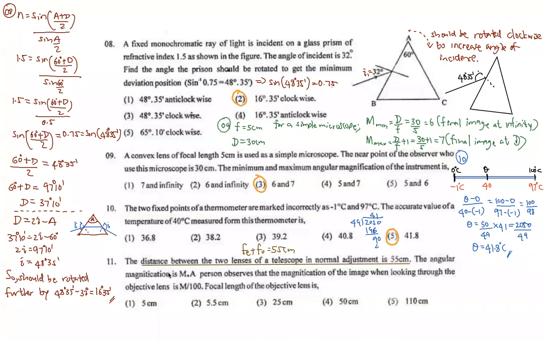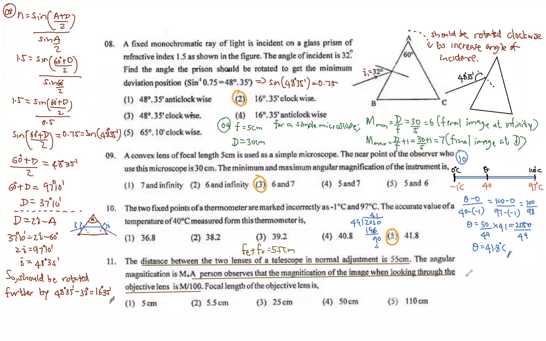The angular magnification is capital M. A person observes that the magnification of the image when looking through the objective lens is M by 100. Okay, so this is another point. A person observes that the magnification of the image when he looks through the objective lens is M over 100. Right. Interesting question. Okay, so I think this is how we have to consider.